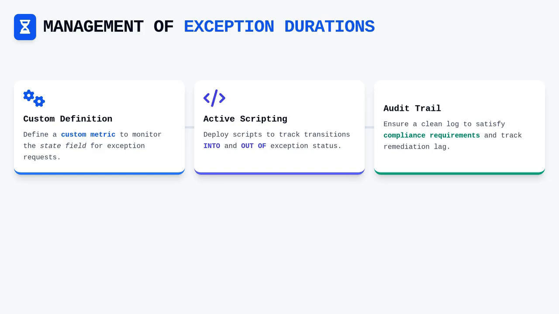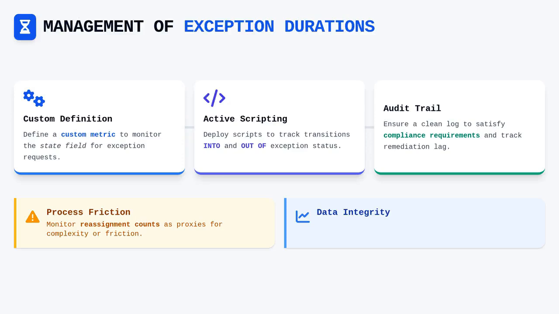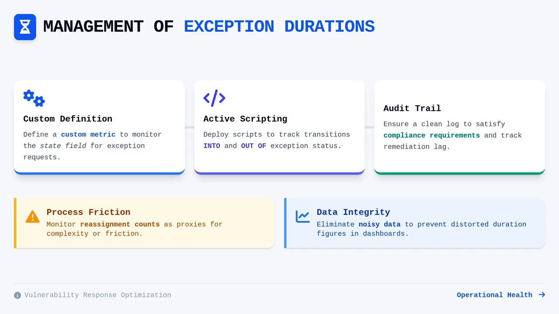During this process, be mindful of how reassignment counts are logged, as these metrics often serve as proxies for complexity or process friction. Maintaining clean data in these tables ensures that your performance analytics dashboards provide an accurate representation of operational health rather than distorted duration figures caused by noisy data.